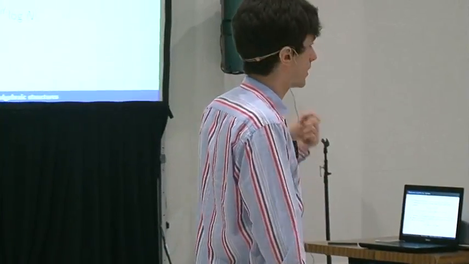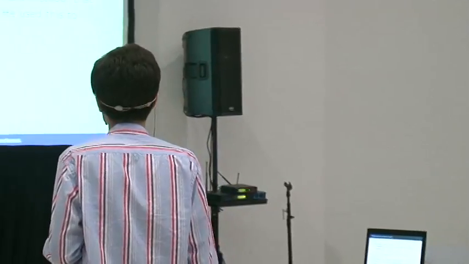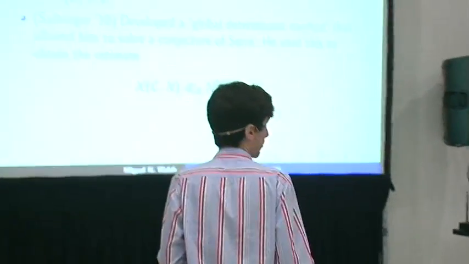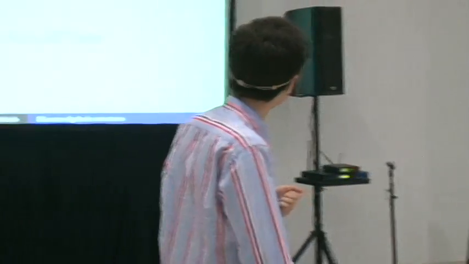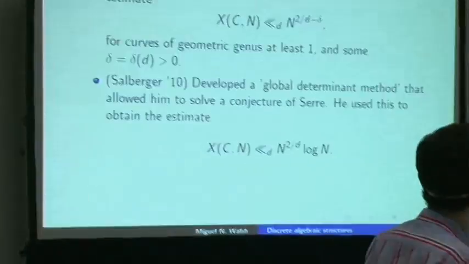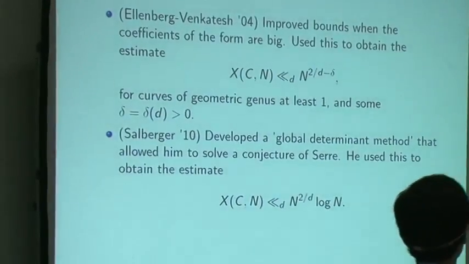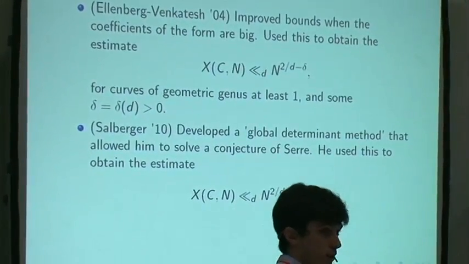And he used this to solve a conjecture of Serre about the number of points on algebraic varieties, a famous conjecture of Serre. So he gave an answer to this question. And using these methods, he also managed to improve previous bounds and actually gave this bound for the problem we are talking about.